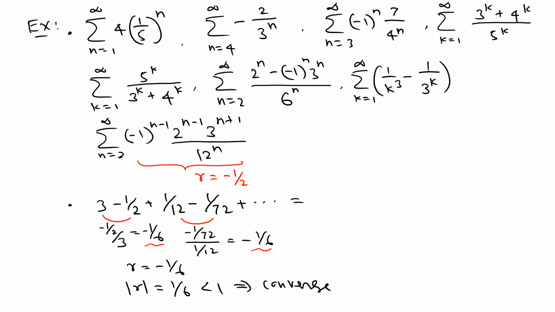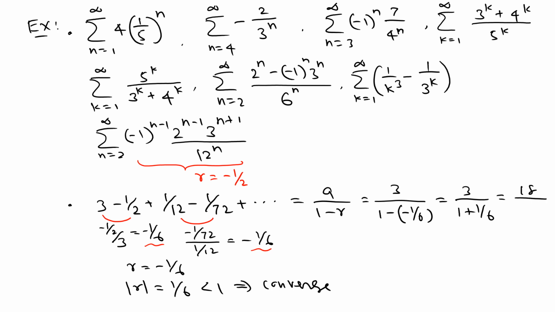So it's going to converge to the first term divided by 1 minus R. First term is 3. 1 minus R means 1 minus negative 1/6. Don't forget the negative sign. And so this is 3 over 1 plus 1/6. If you multiply by 6, top and bottom, you get 18 over 6 plus 1. So that means it is 18/7. That's where it's going to converge to, 18/7.